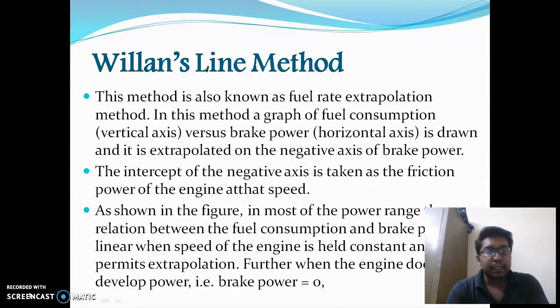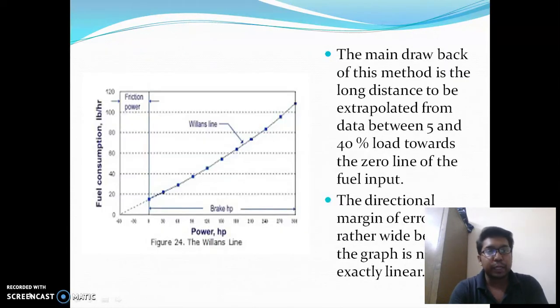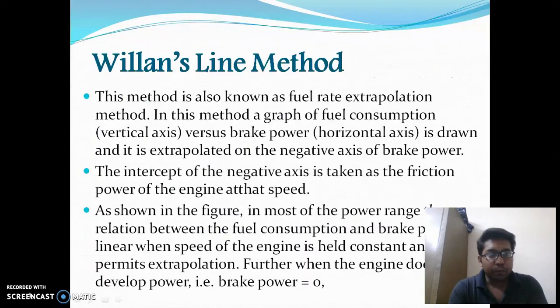Now we have the Willans line method. This method is also known as the fuel rate extrapolation method. In this method, a graph of the fuel consumption versus brake power is drawn and it is extrapolated on the negative axis of the brake power. Let me show you the diagram. It is something like this. So now the intercept on the negative axis is taken as the friction power of the engine at that speed.